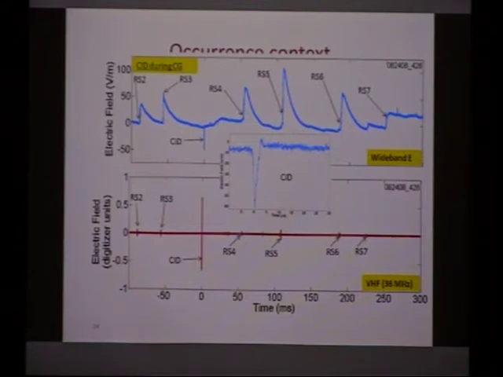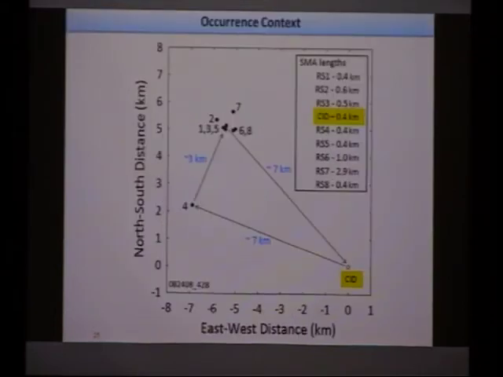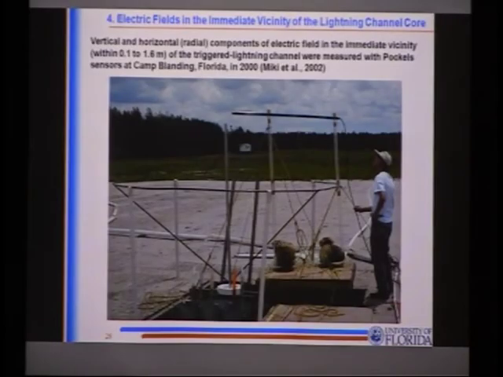Another interesting thing about this event is illustrated here. This is a plan view of locations for all 8 cloud-to-ground strokes and for the compact intracloud discharge. Strokes 1 to 3 all occurred before this CID, here in this region. Then the CID occurred after stroke number 3, 7 kilometers away horizontally. And after that, stroke number 4 occurred here in a different channel. Then strokes 5 to 8 returned back to the original location. So maybe this CID somehow influenced the course of this cloud-to-ground discharge.